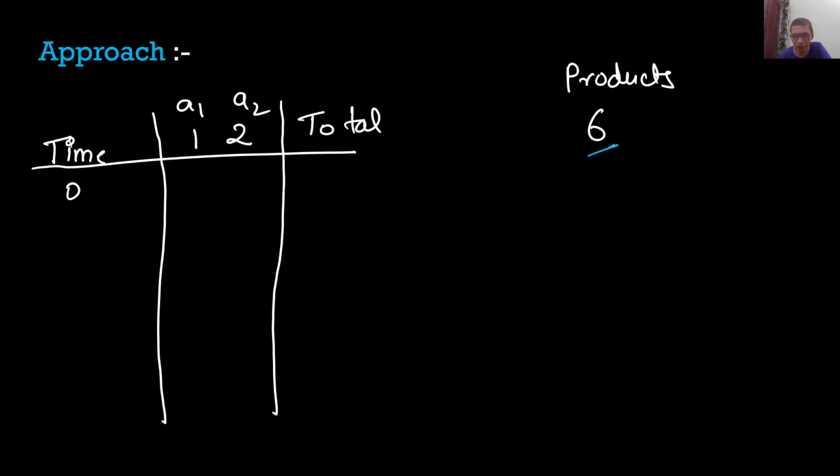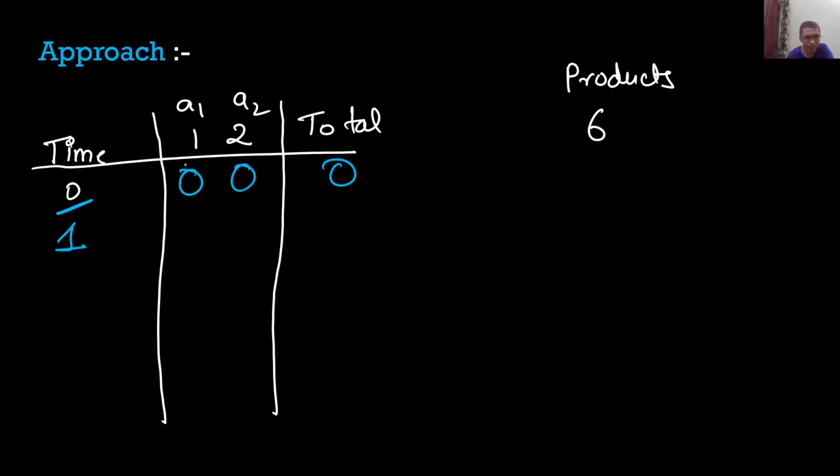Let's say we have 6 products to make and we have 2 machines, A1 and A2. The time taken by A1 to make a single product is 1 second, and the time taken by A2 to make a single product is 2 seconds. At 0 seconds, the first machine would not make even a single product, and the second machine would also not make a single product. So at 0 seconds, we will have 0 total products.